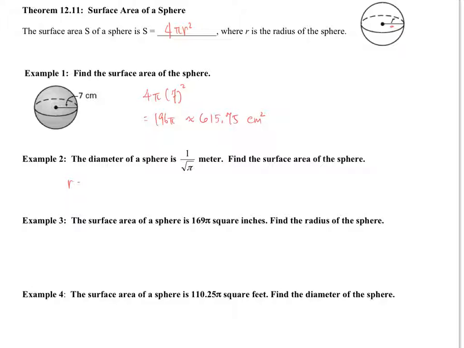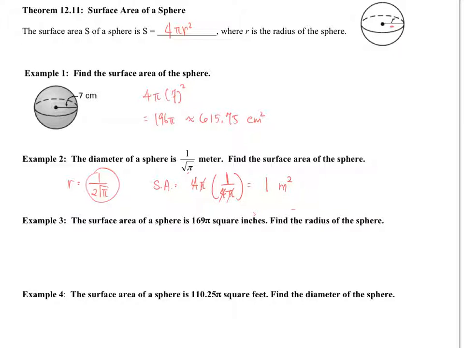So the radius would just be half of this, right? So that would be 1 over 2 square root of pi. And we can go ahead and find the surface area, which is just use the formula again, 4 pi r squared. And then after we square this, it should be 1 over 4 pi. And then we can cancel out the 4 and the pi, which is just 1 square meter.